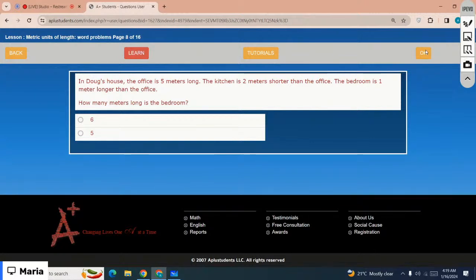In Dog's house, the office is 5 meters long. The kitchen is 2 meters shorter than the office. The bedroom is 1 meter longer than the office. How many meters long is the bedroom? Which is the correct option?